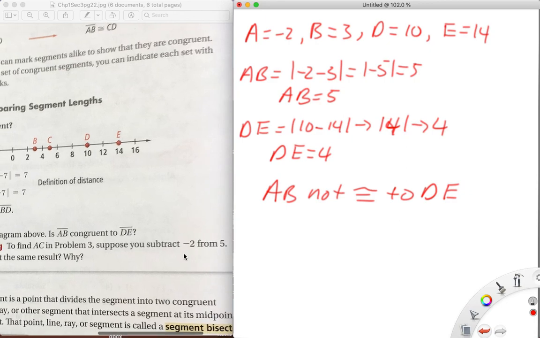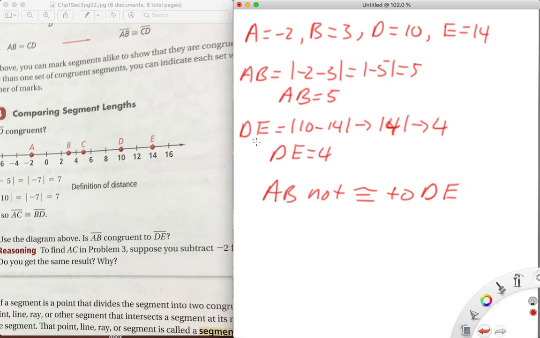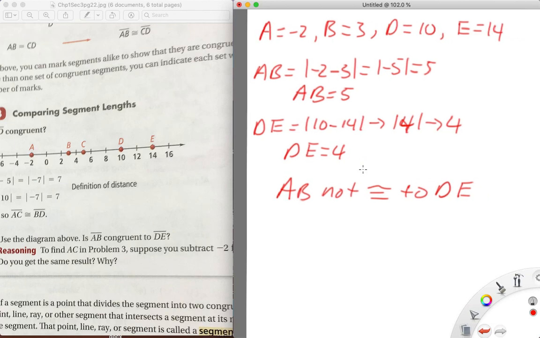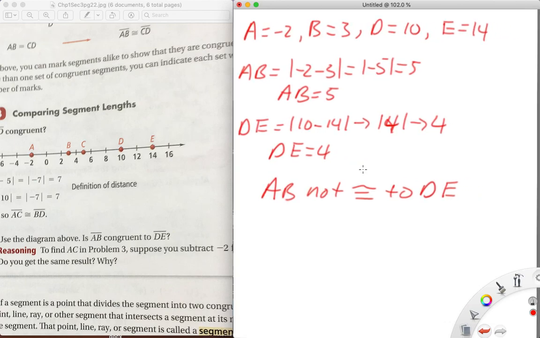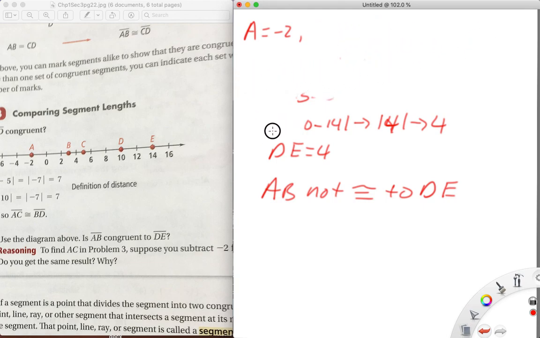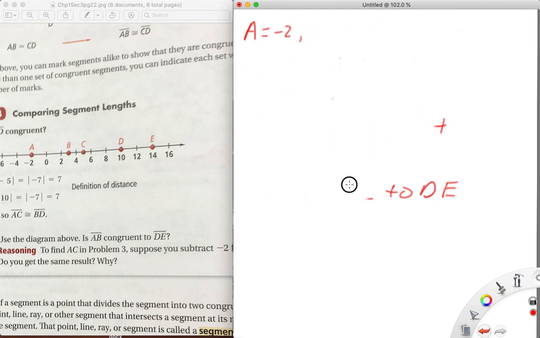Alright, so for this last problem on comparing segments, they give me a scenario of A and C. And they want to know if distance is interchangeable. So let's take a look-see. C is equal to 5.